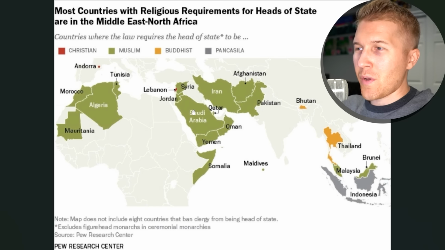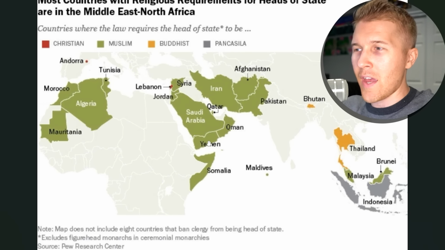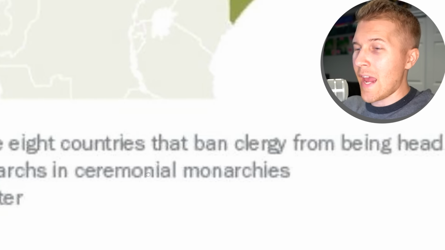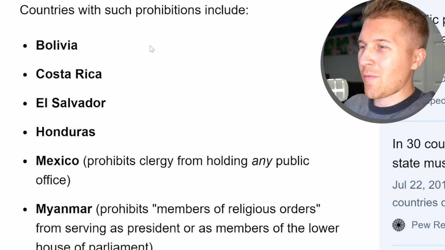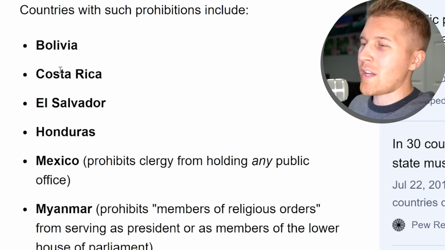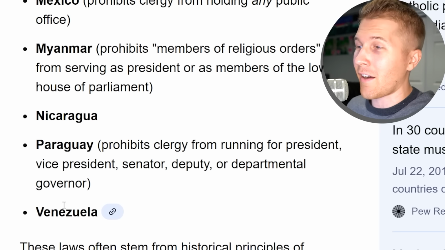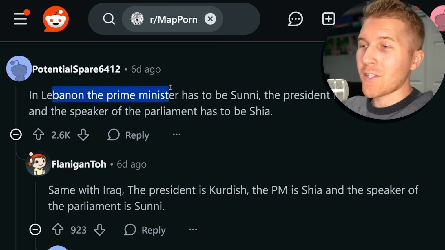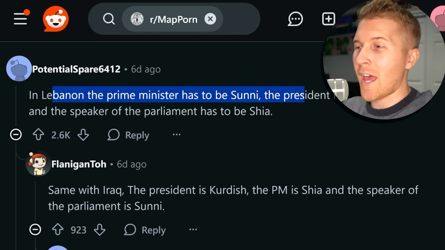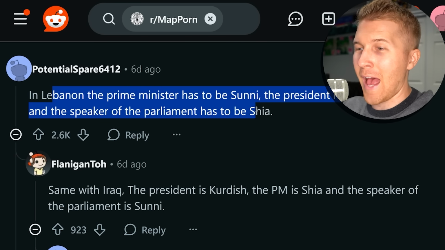So yeah, this map is showing the countries where the law requires the head of state to be one of these faiths. The map does not include, however, the 8 countries that have banned clergy from being head of state. A lot of those places are coming from Latin America: Bolivia, Costa Rica, El Salvador, Honduras, Mexico, Myanmar, Nicaragua, Paraguay, and Venezuela. Yeah, a lot are coming from Latin America. In Lebanon, the prime minister has to be Sunni, and the president has to be Christian, and the speaker of the parliament has to be Shia.